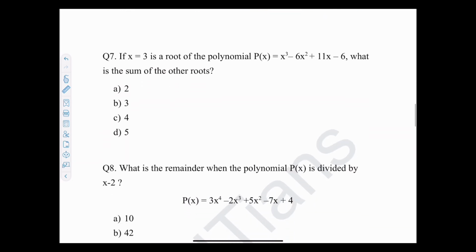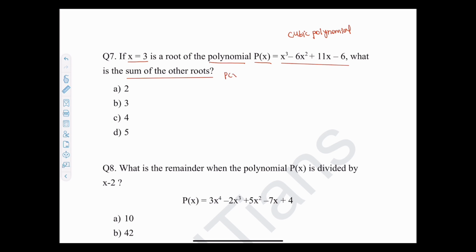Now let's move ahead to question number 7. If x equals 3 is a root of the polynomial p of x, which is this. Now this is a cubic polynomial over here. Then what is the sum of the other roots?